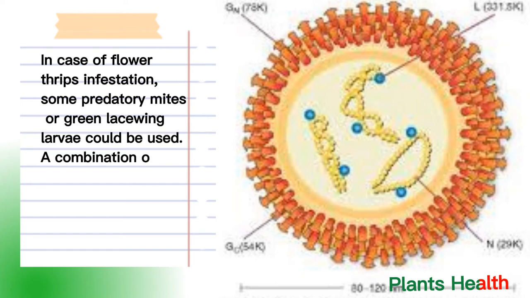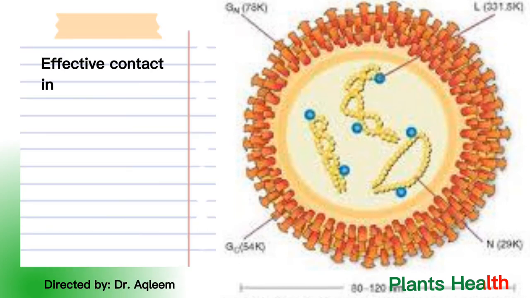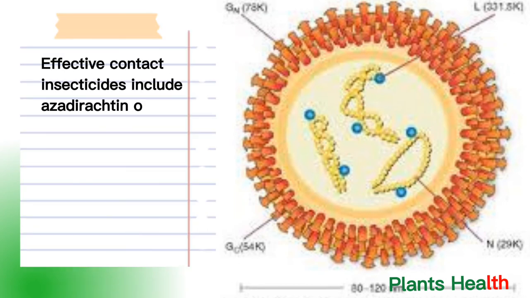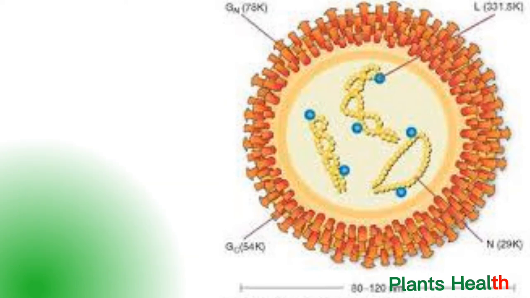A combination of garlic extracts with some insecticides also seems to work well. Effective contact insecticides include azadirachtin or pyrethroids, which in many products are combined with piperonyl butoxide to enhance their effect.